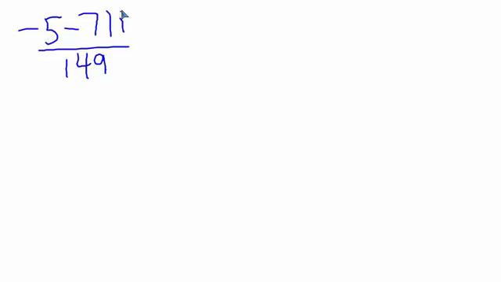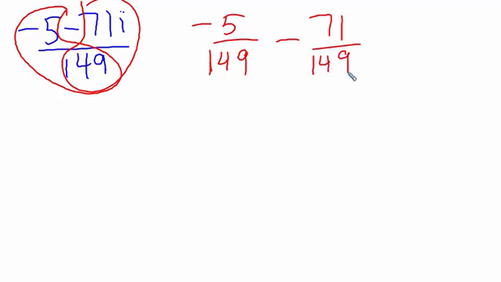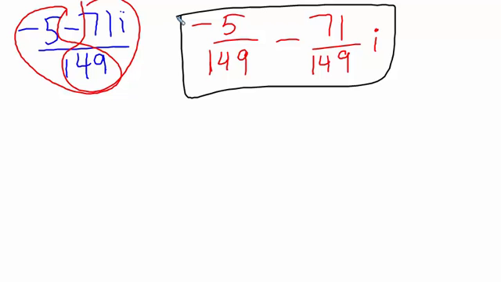We're supposed to write that. If you remember the directions on the front side, they said write it in a plus bi form. So I'm going to separate this into two fractions, one for the real number and one for the imaginary. My real number is going to be -5 over 149 minus my imaginary part is going to be 71 over 149, and I'll put the i at the end. You can put it in the numerator, but it's standard when you write a complex imaginary number to put it out at the end. That would be the final answer for this problem.